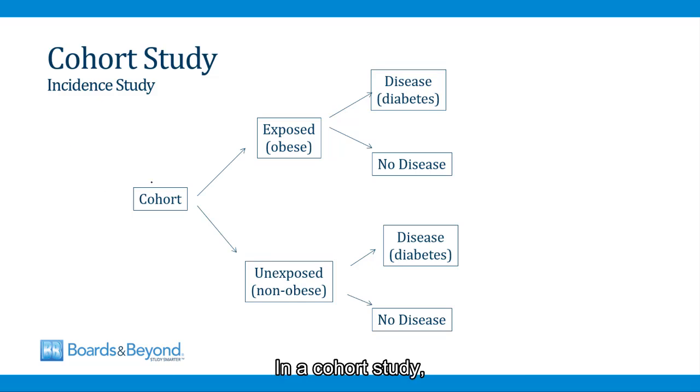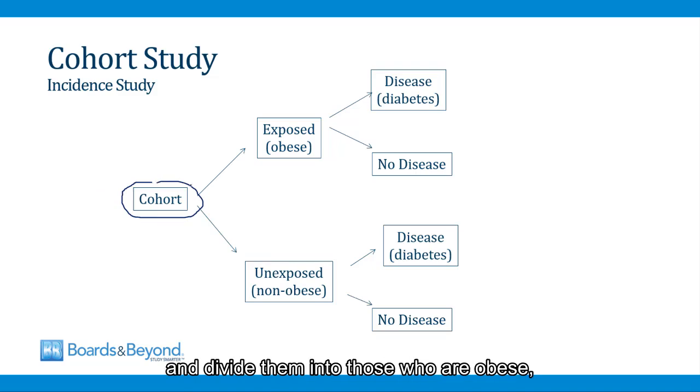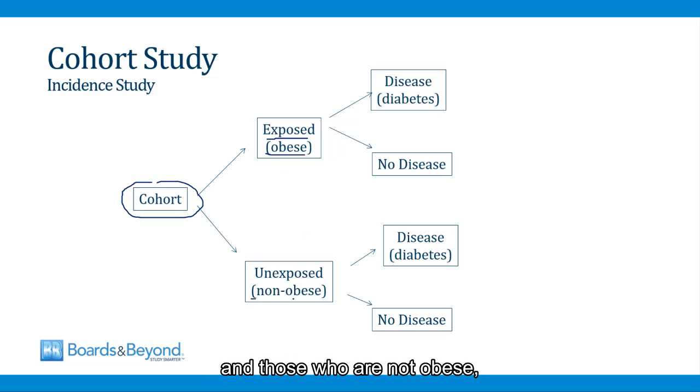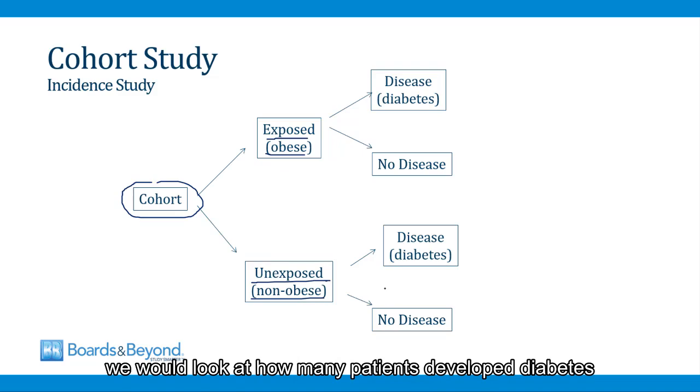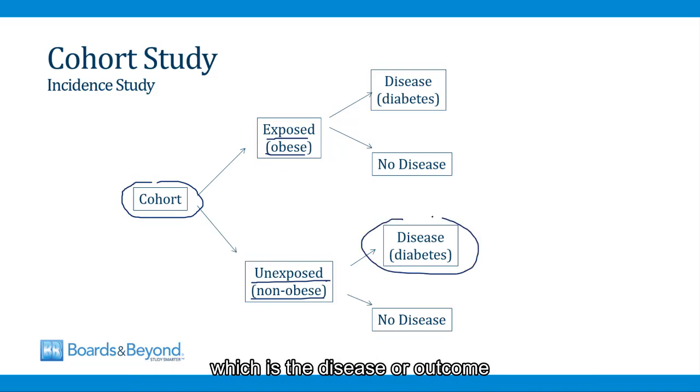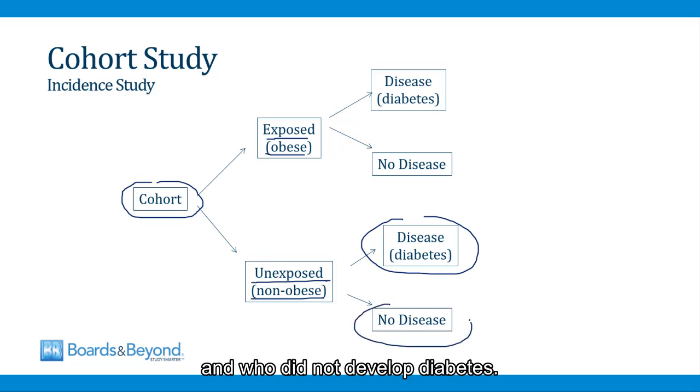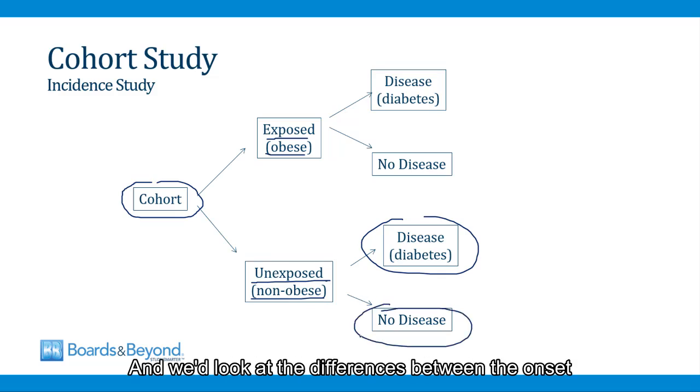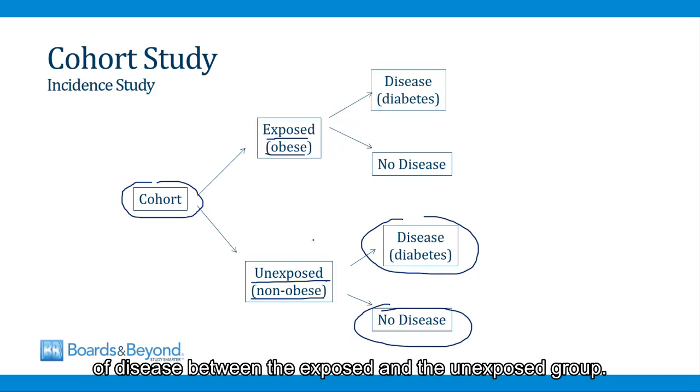In a cohort study, we'd identify a cohort of patients and divide them into those who are obese, that would be the exposed group, and those who are not obese, that would be the unexposed group. And then in each group, we would look at how many patients developed diabetes, which is the disease or outcome, and who did not develop diabetes. And we'd look at the differences between the onset of disease between the exposed and the unexposed group.